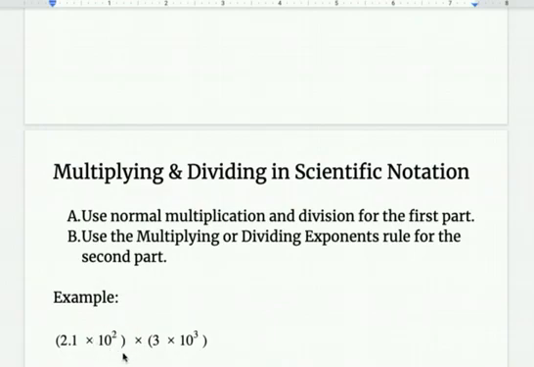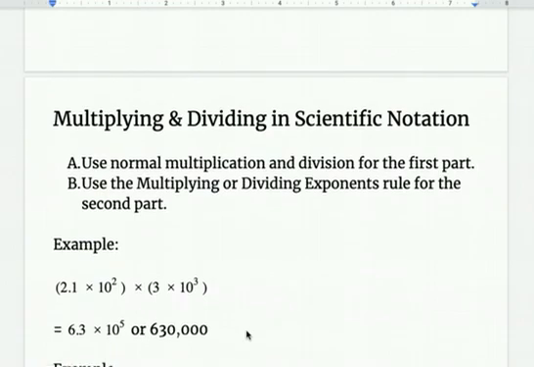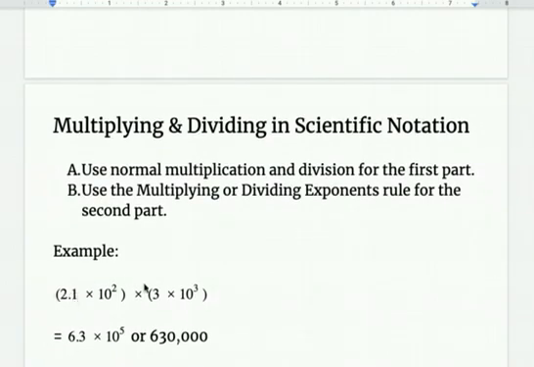They have the same base of 10, so we would add the two powers, 2 plus 3. So we end up with 2.1 times 3 to get the 6.3 times 10 to the 2nd power times 10 to the 3rd power. That means we add the 2 and the 3 and we get 10 to the 5th power. When we write this scientific notation out in standard form, we would move it over 5 decimal places. So originally the decimal place was between the 6 and 3, so we move it over 1, 2, 3, 4, 5. And that's how we end up with 6.3 times 10 to the 5th power, or 630,000.